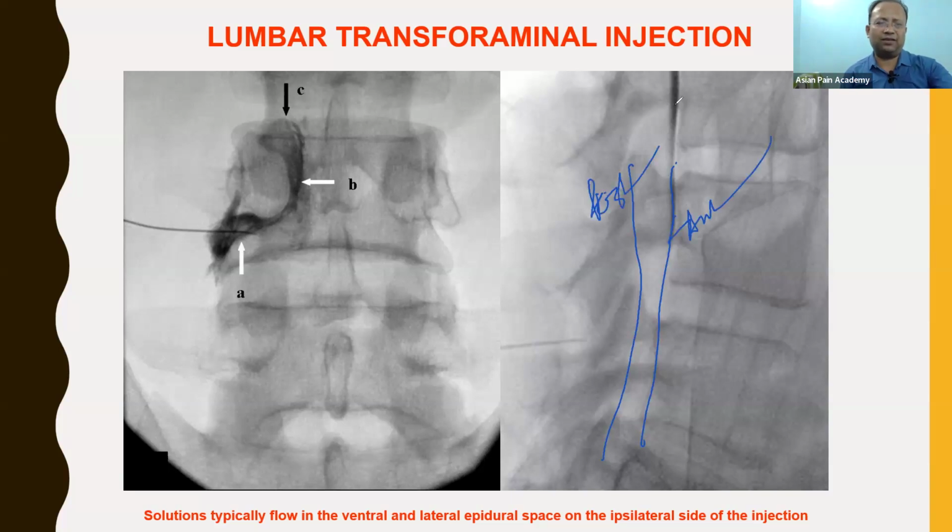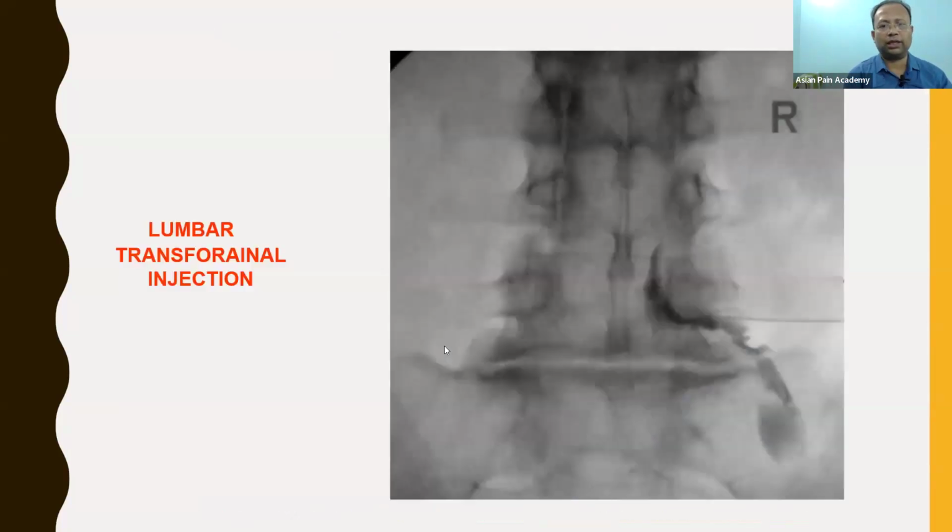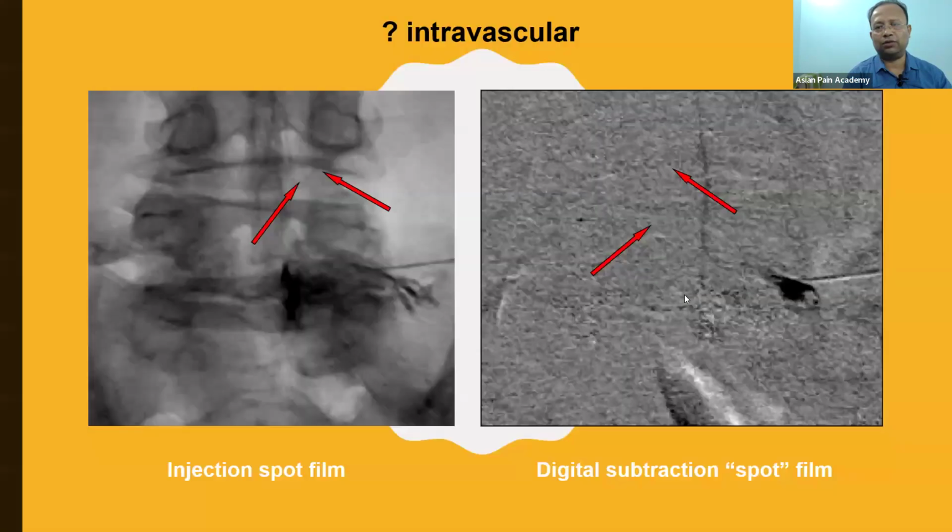So in lateral view, you must see whether your drug is going into the anterior epidural space or not, because the compression from the disc protrusion is mostly in the anterior epidural space. So this is another drug spread, going nicely.